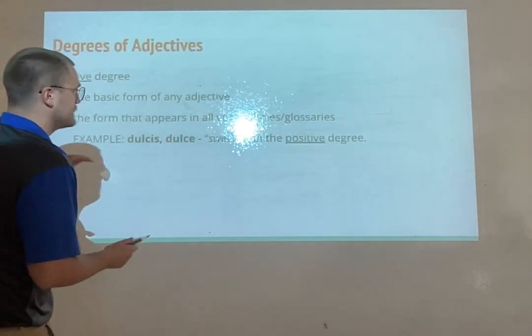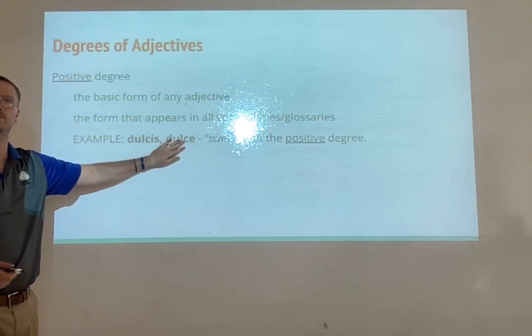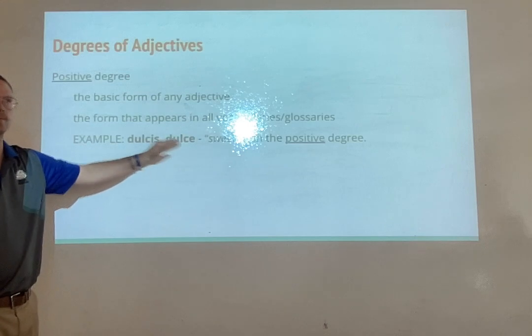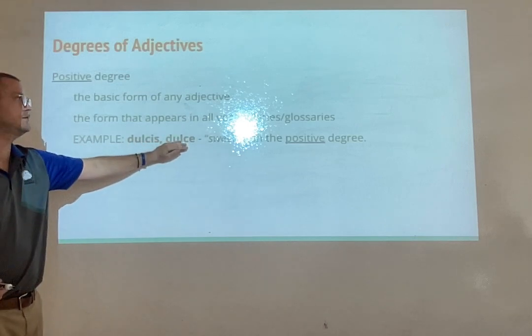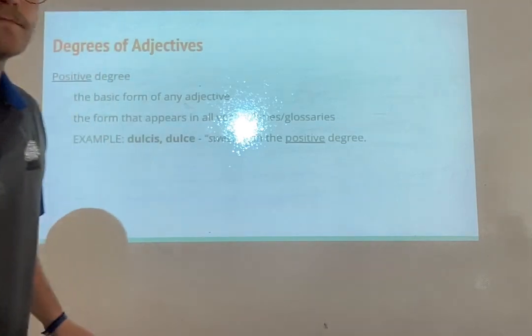All right, so here's my example. Dulcus, dulca. That's how you would learn it in your vocab for the week, or you'd look it up in a glossary. Dulcus, masculine and feminine form. Dulca, the neuter form. It's an adjective given to you masculine, feminine, and neuter. It just means sweet. That's the positive degree of that adjective.